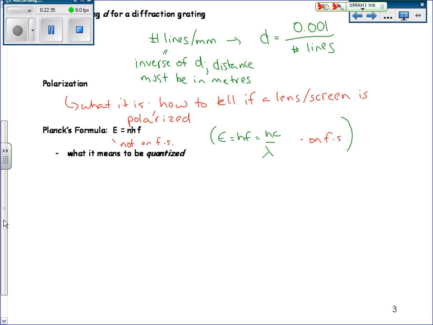So you need to know one thing, what it means to be quantized, like what quantized means. And this means in discrete packets, not continuous. Questions so far, guys? Doing okay?